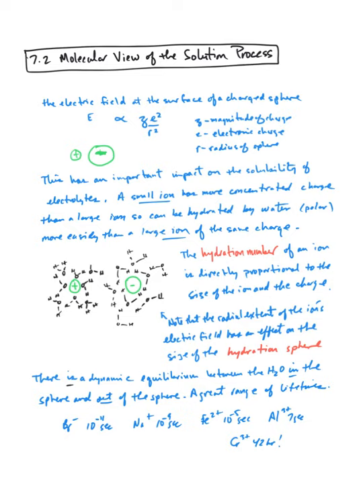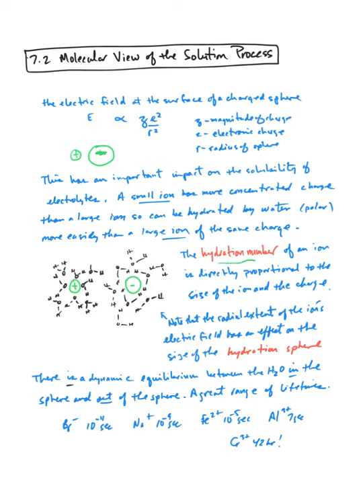So this has an important impact on the solubility of electrolytes. A small ion has more concentrated charge than a large ion, so it can be hydrated by water more easily than a large ion. So since water is polar, on the left-hand side here I sketched a little cation. If it's, let's say, a +1 charge and it's a really small cation, that's really going to have an effect on multiple water molecules, in fact even into multiple layers of water molecules.